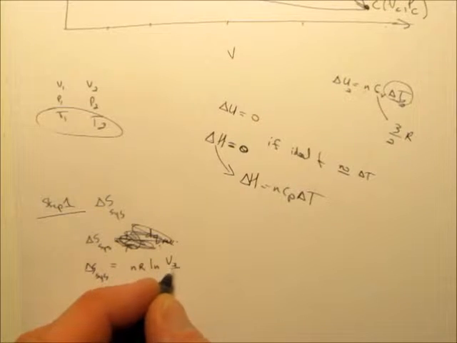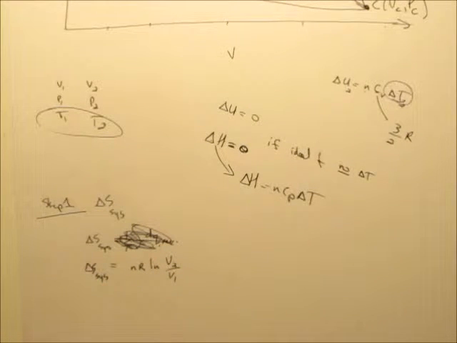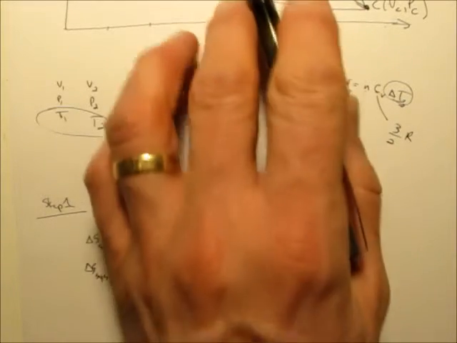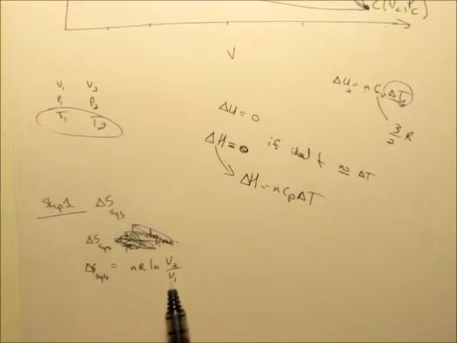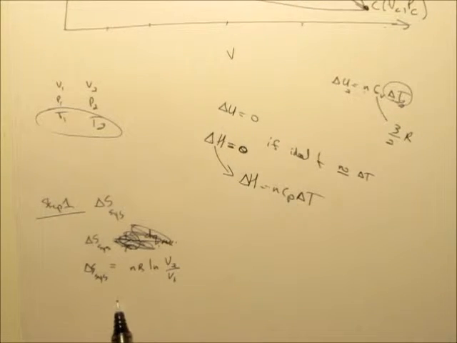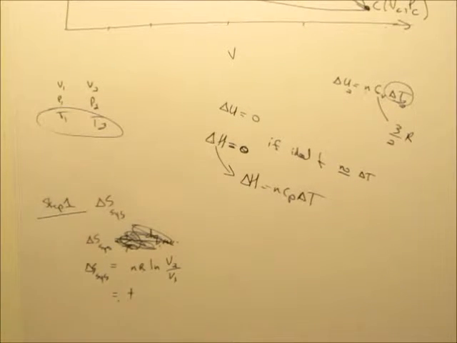NR ln V2 over V1. So this formula works when the temperature is constant, an isotherm, which two of the steps are. Step 1 is isothermal. So you would put in VB over VA, and you would get a number. And because it was an expansion, it will be a positive number.